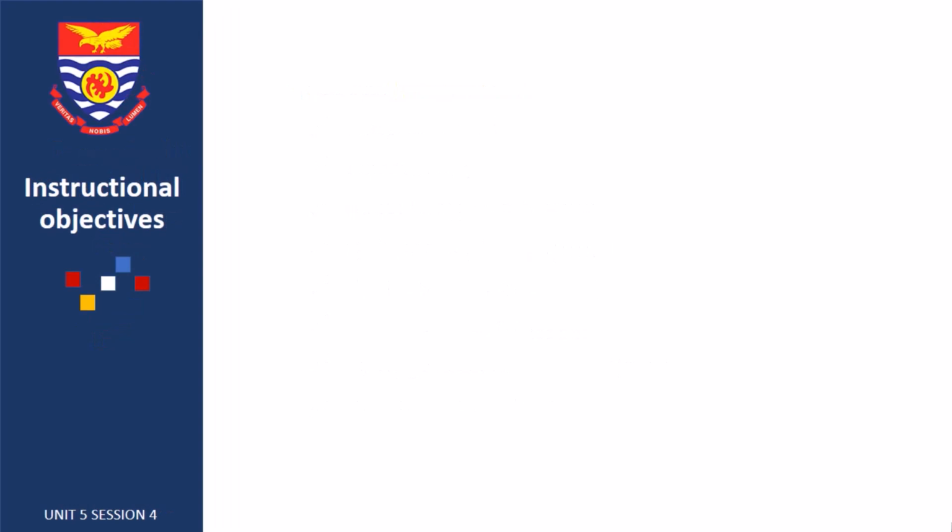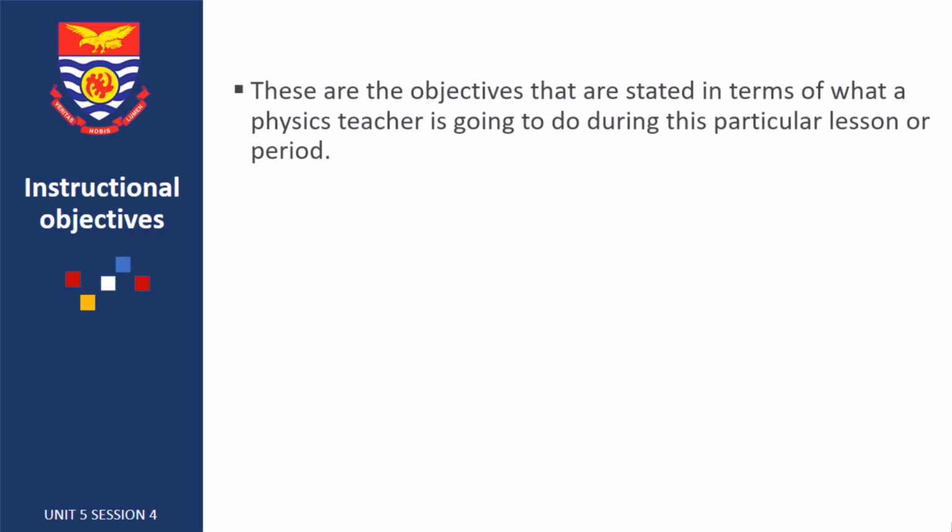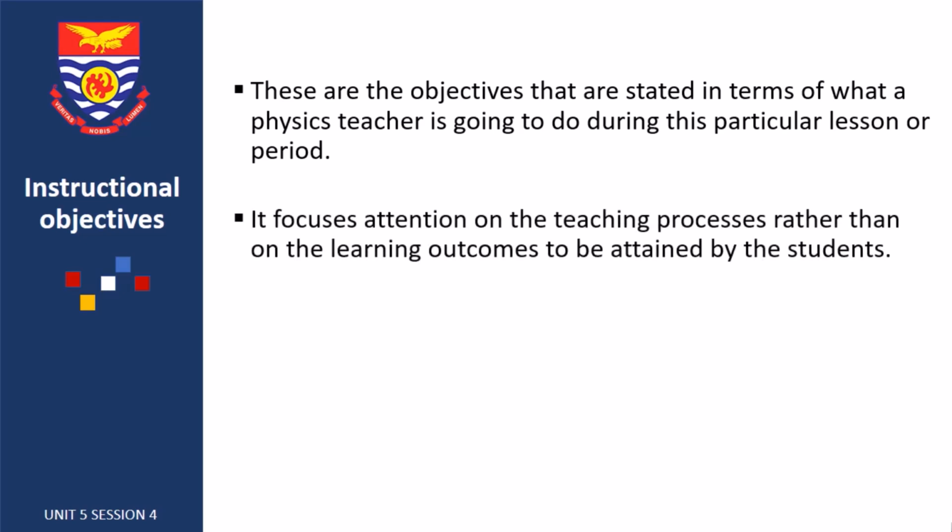Now let's look at instructional objectives. And these are the objectives that are stated in terms of what a physics teacher is going to do during a particular lesson period. So you realize that the instructional objectives focus on the teacher, the various activities that will be done by the teacher to ensure that the learning outcomes are achieved by the learners. And here it focuses, like it was said, on the teaching processes rather than on the learning outcomes to be attained by the students.